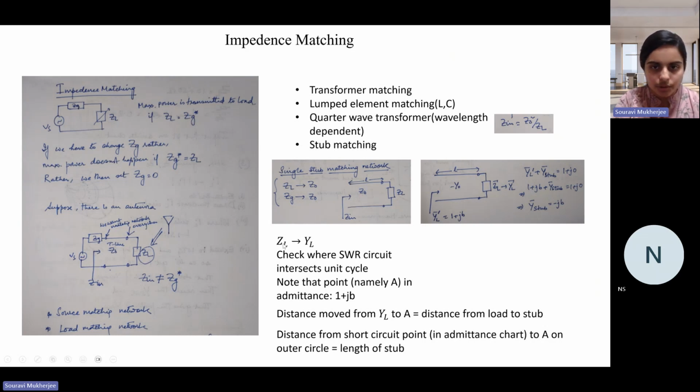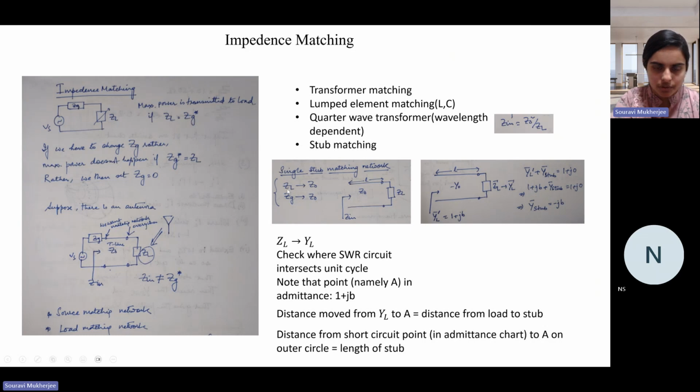So what you do for this kind of case is try to write your load impedance in terms of admittance. 1 by ZL gives you the admittance at the load end. Similarly, your Z naught becomes Y naught. So it's the admittance loop.